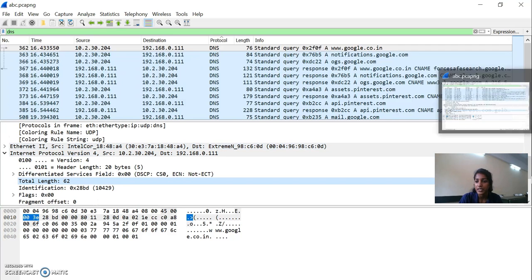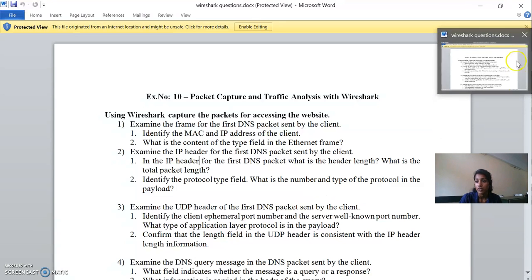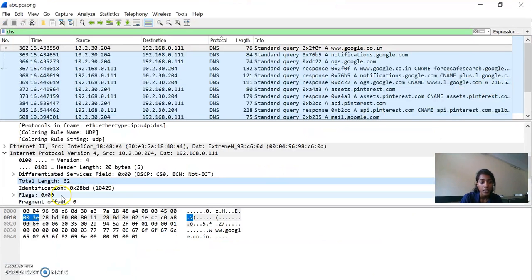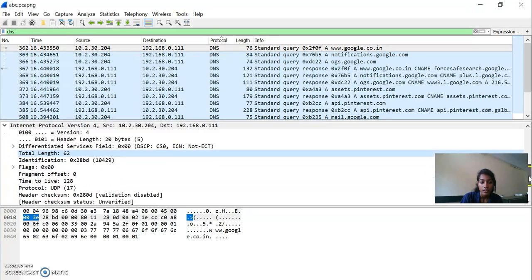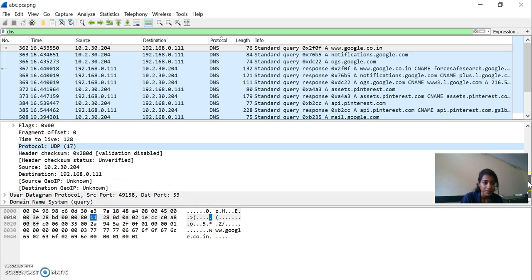And one more thing they were asking about, let's just go back to the question and refer what they were asking. So we told the IP header length and the total packet length, the protocol type and what is the number and type of the protocol. So the protocol type is UDP and time to live is 120 and fragment offset is 0 and flag is 0x00, and they were also asking about the source address is 10.2.30.204 and destination is 192.168.0.111. So moving on to the next question.